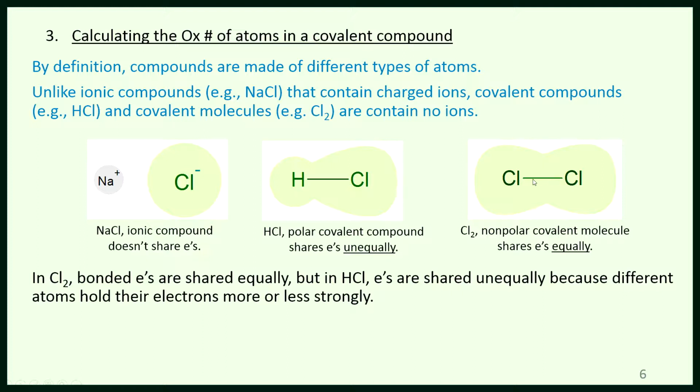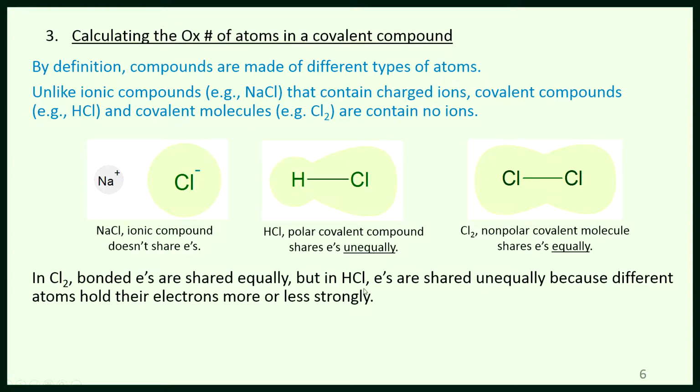Now, bonded electrons are not stationary. They're traveling approximately 1/10 the speed of light, and they are represented by this cloud as the electrons move around. Notice the cloud is symmetrical because the chlorine atoms share the 2 electrons equally.